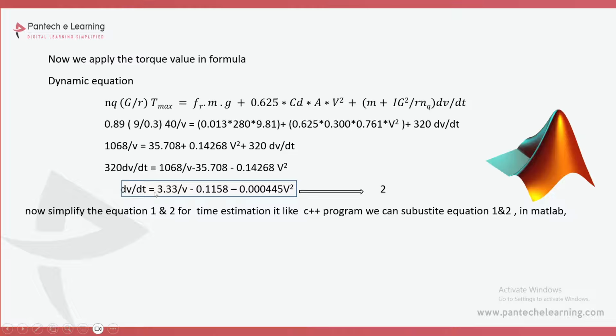Okay, so dv by dt. We get the value, dv by dt is 3.3 by v. So 0.1150. So 0.4552 is equation number 2. So now we have the two equations. For the two equations, we have to find the critical velocity.